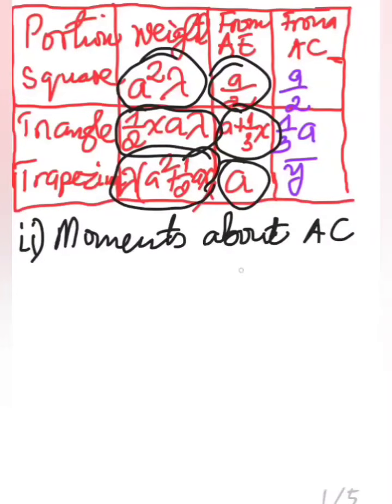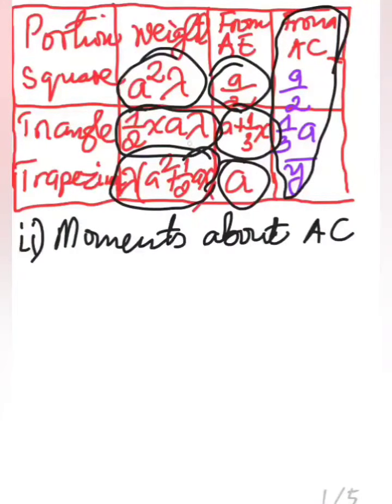In part 2, we are asked to find the distance of the center of gravity of the composite lamina from AC. So we are going to be making use of this column to get that required distance, which is denoted here as y bar. So to get that, we take moments about AC, so that again the moment of the square plus the moment of the triangle should be equal to the moment of the trapezium, or the composite lamina, about the axis AC.